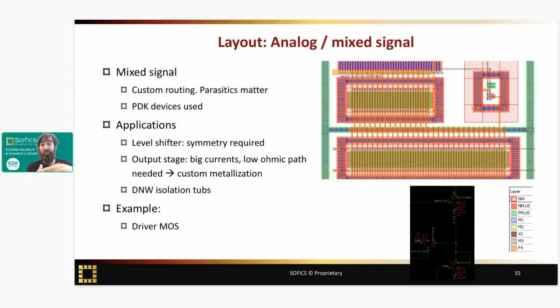So this leads to custom metallization. Deep n-well tubs are also something similar. This is very much more of a custom layout than with space patterning, for example.